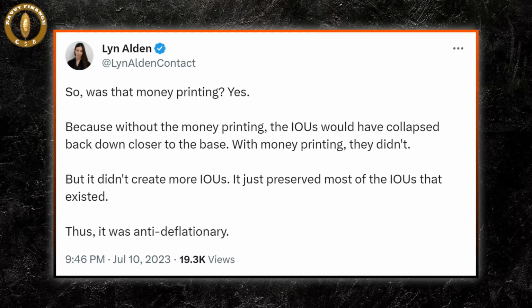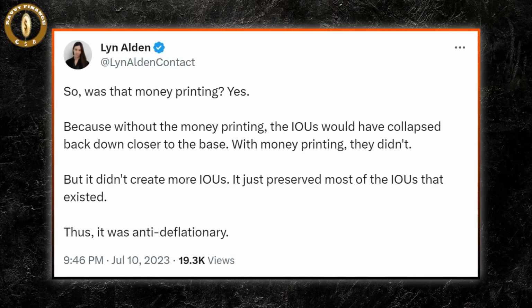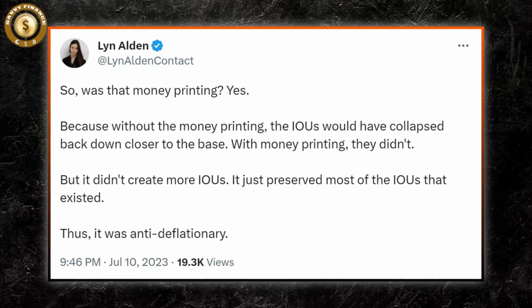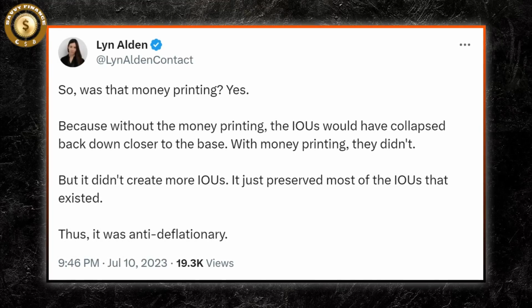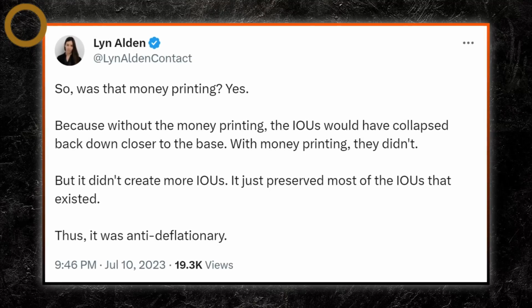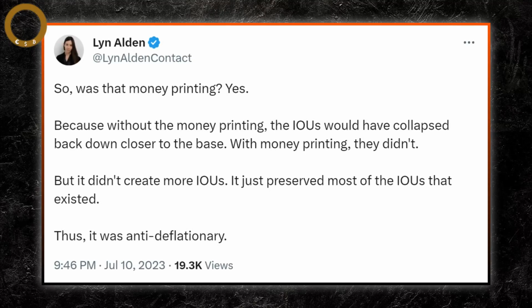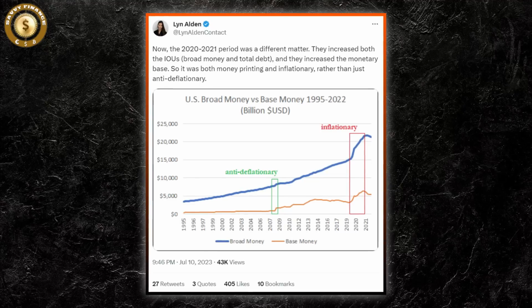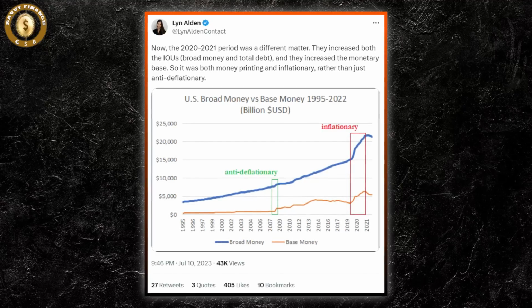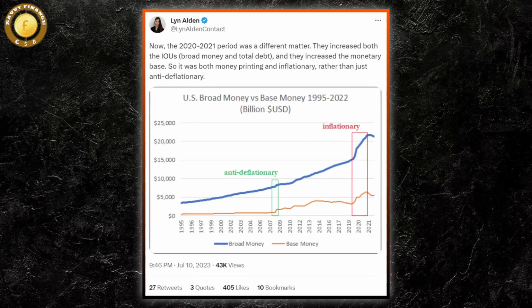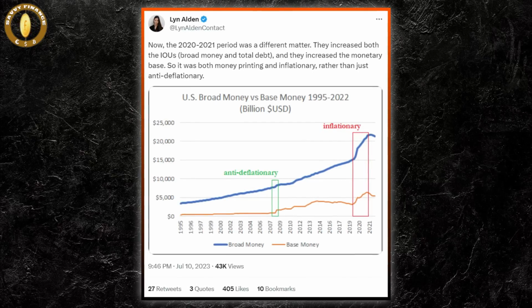So, was that money printing? Yes. Because without the money printing, the IOU would have collapsed back down closer to the base. With money printing, they didn't. But it didn't create more IOU. It just preserved most of the IOU that existed. Thus, it was anti-deflationary. Now the 2020 to 2021 period was a different matter. They increased both the IOU, broad money, and total debt, and they increased the monetary base. So it was both money printing and inflationary, rather than just anti-deflationary.